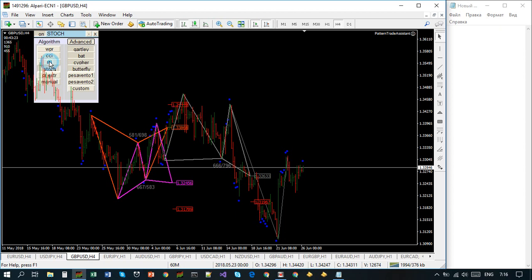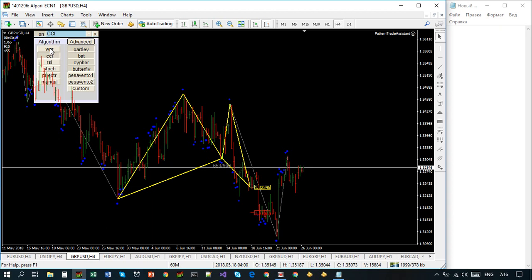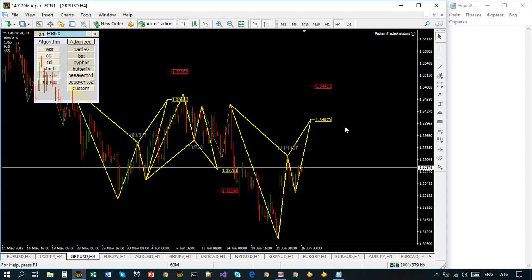Okay, stochastic algorithm says nothing, RSI nothing, commodity channel index nothing, and WPR says nothing. Well, this is not an obvious pattern. This is not something that is seen by everybody. That's why I would skip this pattern, or I would trade it as a simple support resistance trade somewhere from this level. We can see this acting as resistance, resistance, resistance. I will look at the price action somewhere within this area.